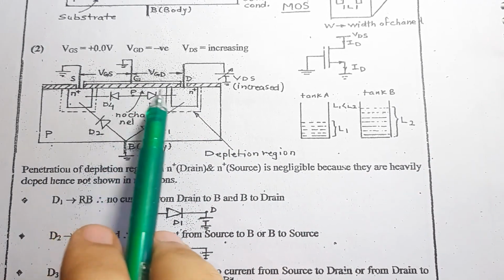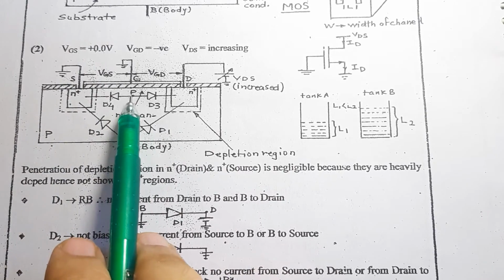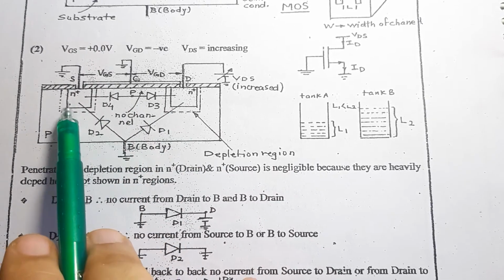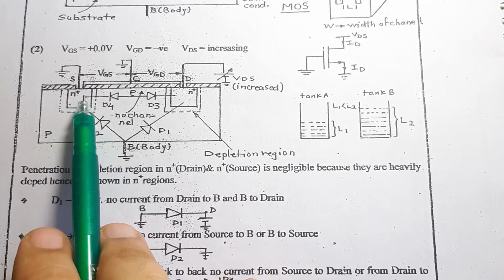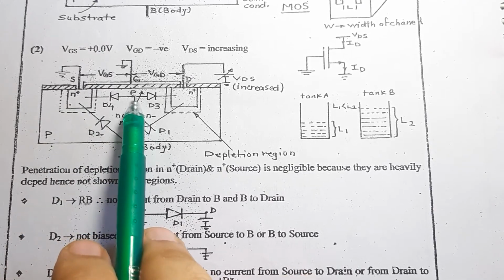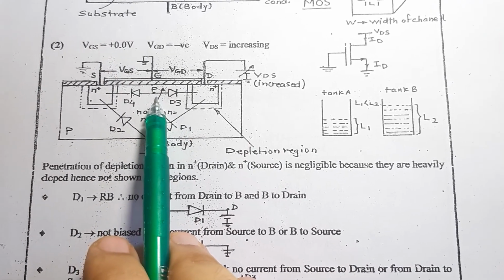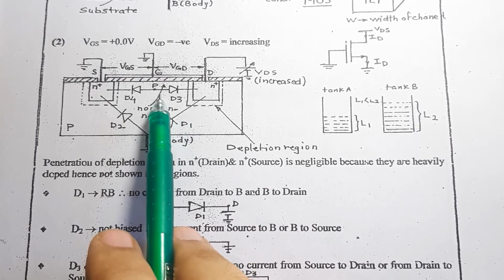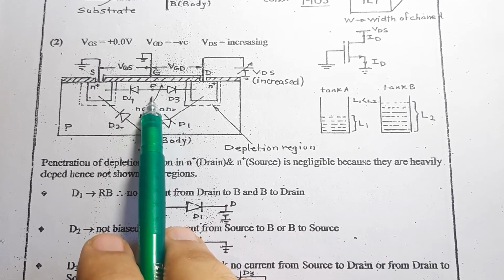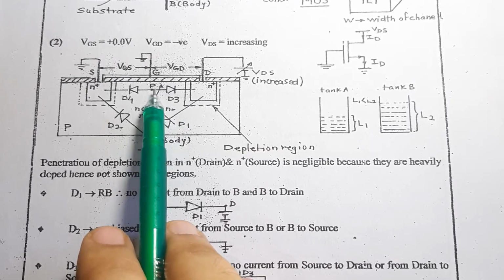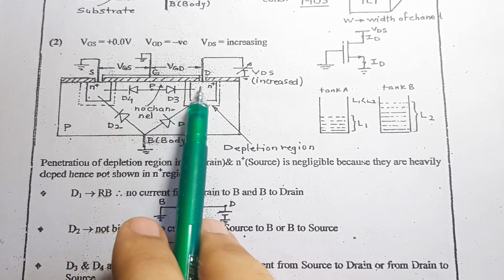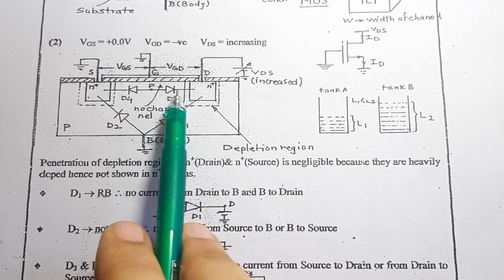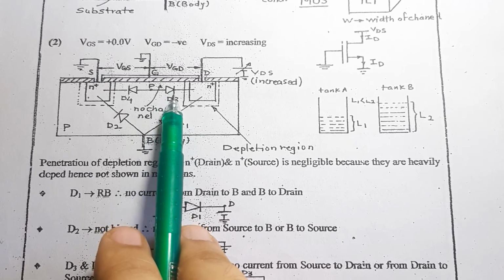Similarly you have two diodes over here, from N to P and from P to N. Your D4 represents the diode connection from this N plus channel to your P substrate, and this P over here denotes the substrate body connection. This diode denotes the connection from P to N, and again the positive is on the P side and the negative is on the N side.